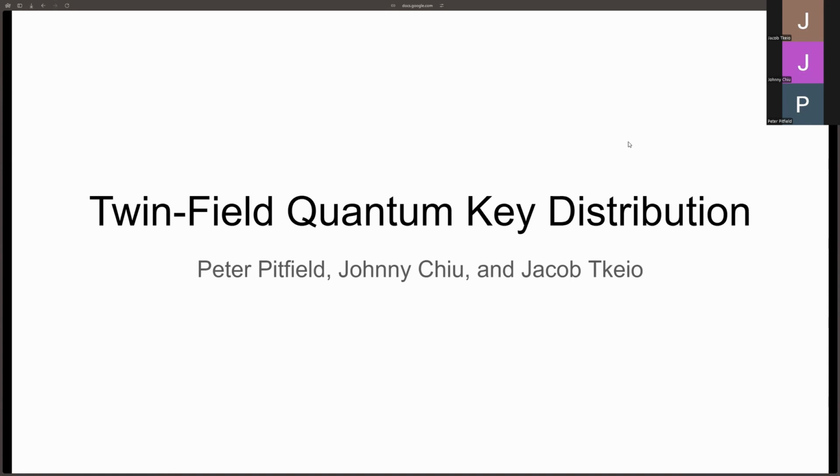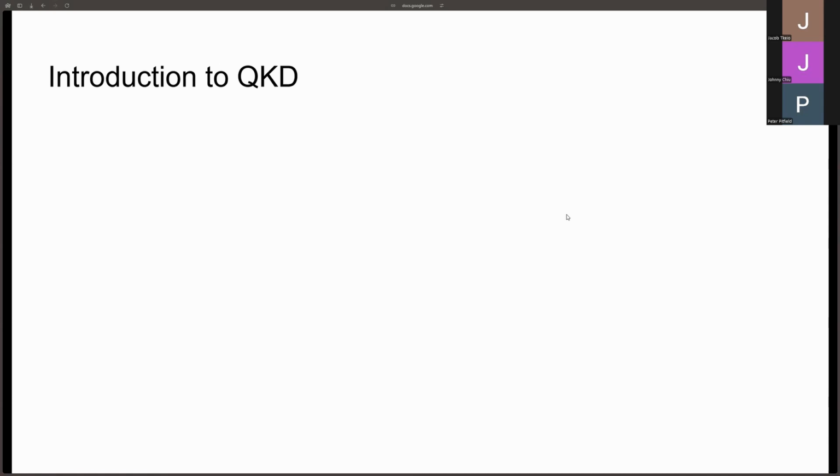Today we'll be presenting on twin field quantum key distribution. Introduction to quantum key distribution. We'll start off with the BB84 protocol.